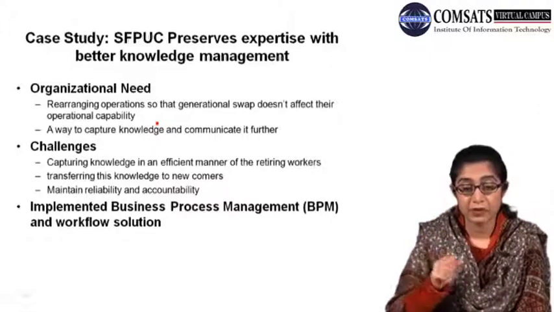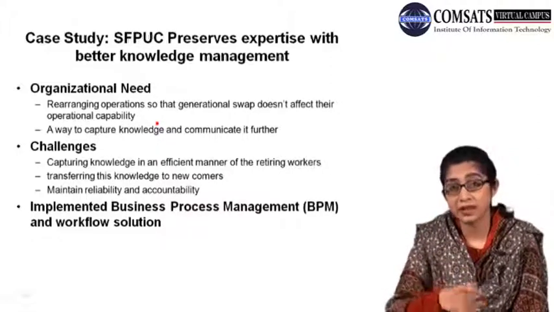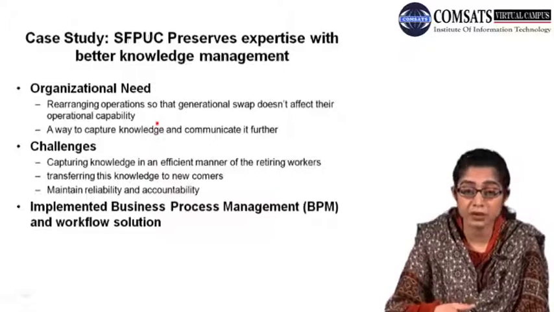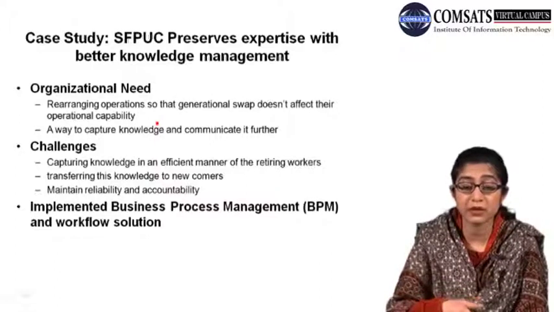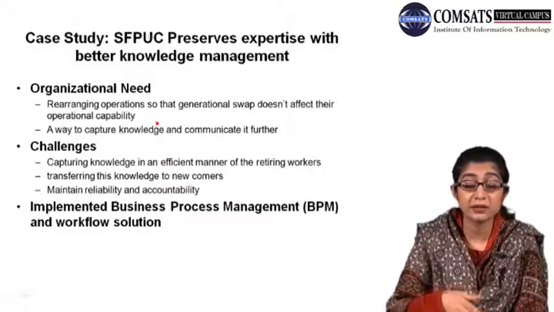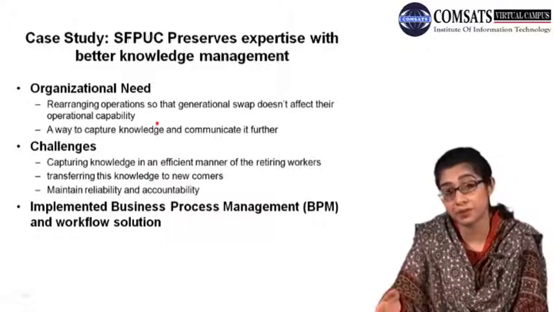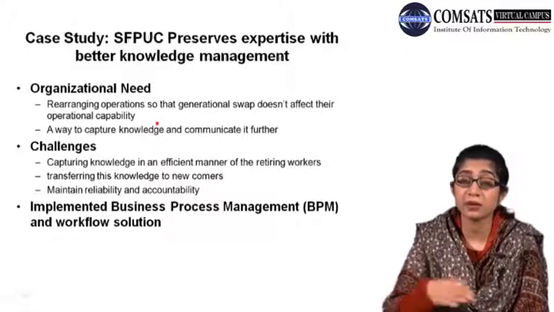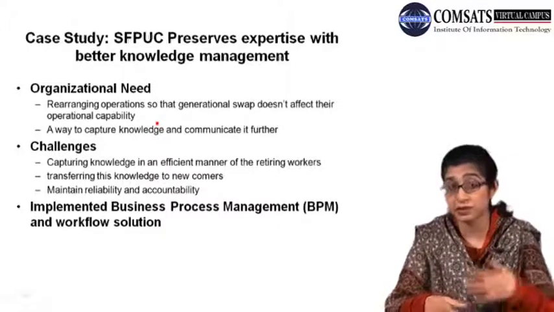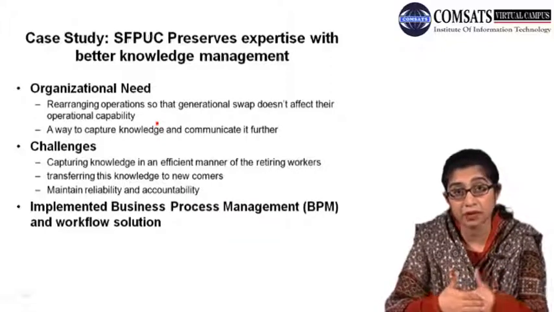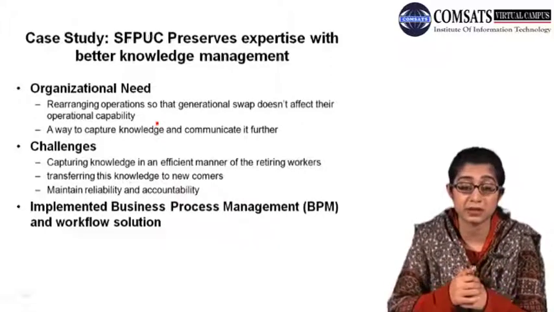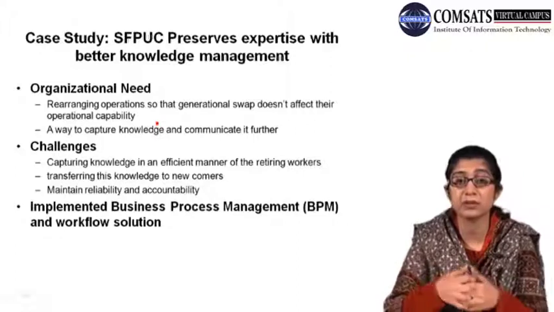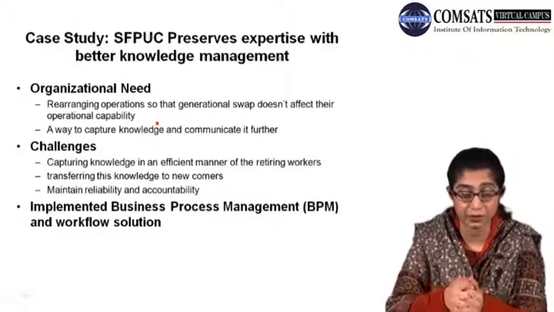Righty. So what is the basic organizational need जो इस organization को चाहिए है वो ये है कि they need to rearrange operations so that generational swap doesn't affect their operational capability, and they need to figure out a way to capture knowledge and communicate it further. So दो बेसिक चीज़ें उस organization को करनी है. एक तो ये कि उनको अपने operations को थोड़ा rearrange करना पड़ेगा in such a way कि वो जो generation gap create हो रहा है between those technical workers doesn't affect their operational capability. And also they need to capture the knowledge and communicate it further to the new generation of employees.